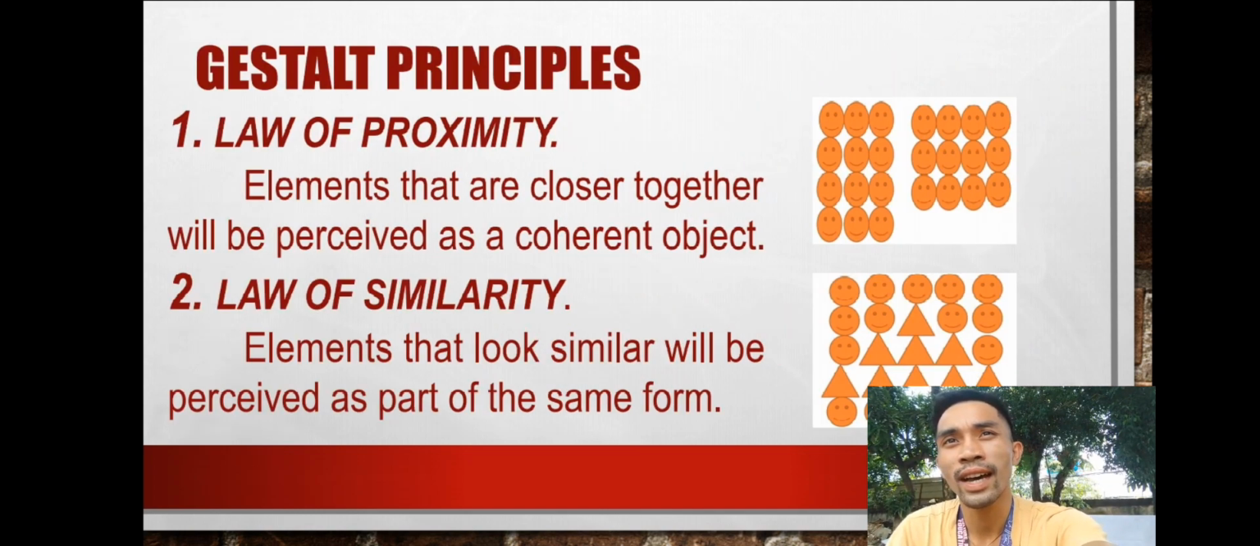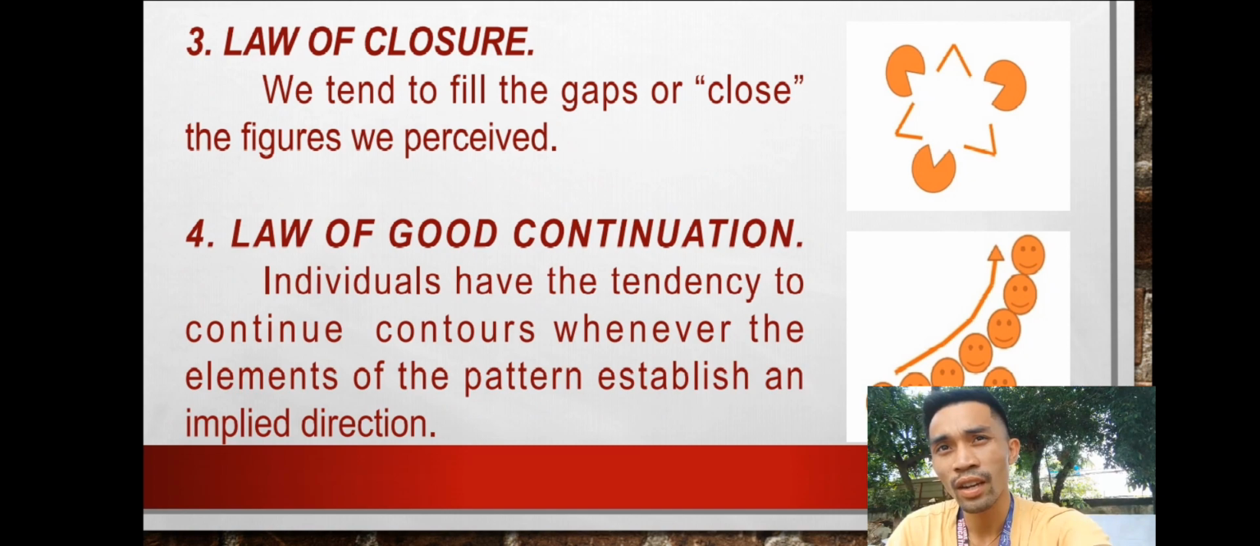So first is the law of proximity. So here in law of proximity, the elements that are closer together will be perceived as a coherent object. So the second is law of similarity. So in law of similarity, the elements that look similar will be perceived as part of the same form. Then the third is law of closure. In law of closure, we tend to fill the gap or close the figures we perceive.